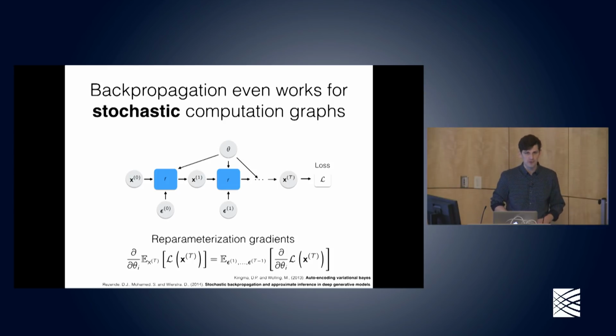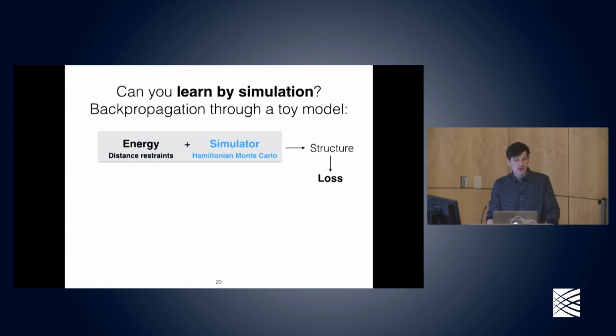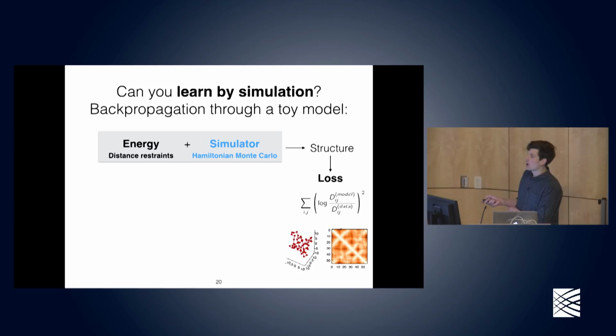So, okay, that was the theory of all this, and now we're going to get much more concrete. Can you learn by simulation? First, let's do a toy model. Let's say that we want a simple energy landscape, perhaps something that just criticizes the structure based on distance restraints. We're going to have no notion of sequence here. This is just a simple geometry problem. We have a simulator, and it's going to spit out a structure, and we would like to make that structure look like some target set of coordinates.